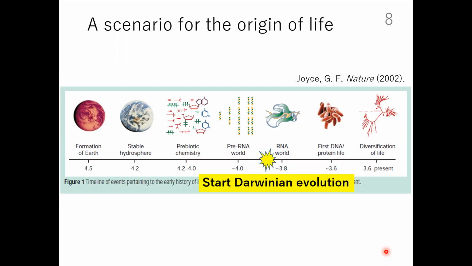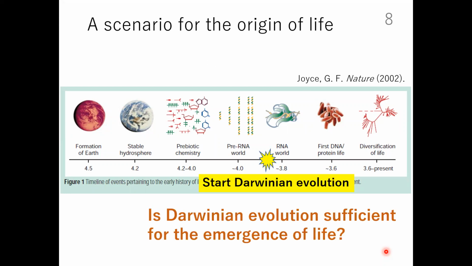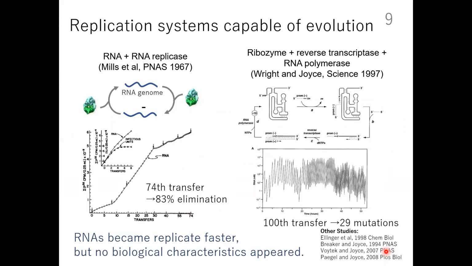But I'm wondering, is Darwinian evolution sufficient for the emergence of life? I think that it's necessary, because without evolution there is no way to produce complex living things, but I'm not sure it's sufficient. I think so because we know of other replication systems that are capable of Darwinian evolution but do not produce living things.